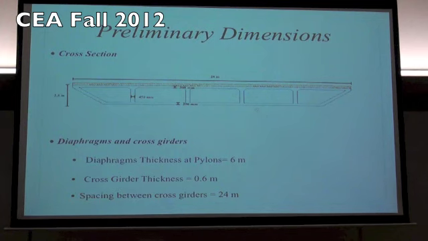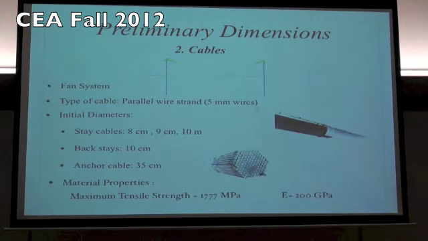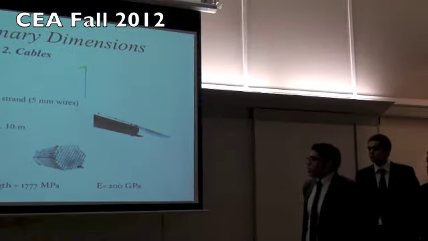We have two main diaphragms. Each one of them is 6 meters wide, 6 meters thick, and they are located under the pylons. Our bridge girders are 24 meters apart, and their thickness is 0.6 meters. For the cables, we chose to adopt a fan system type, due to its efficiency as well as its freedom for geometric adaptation.